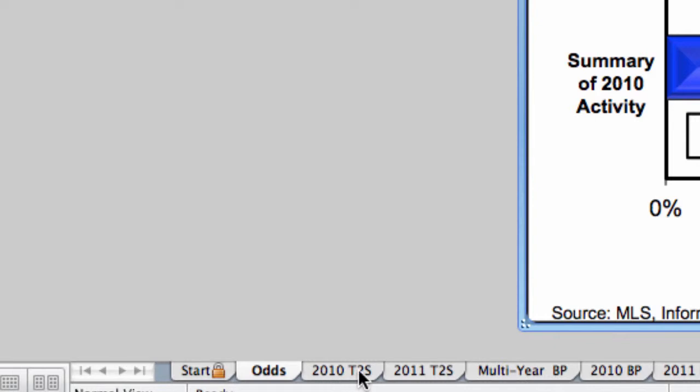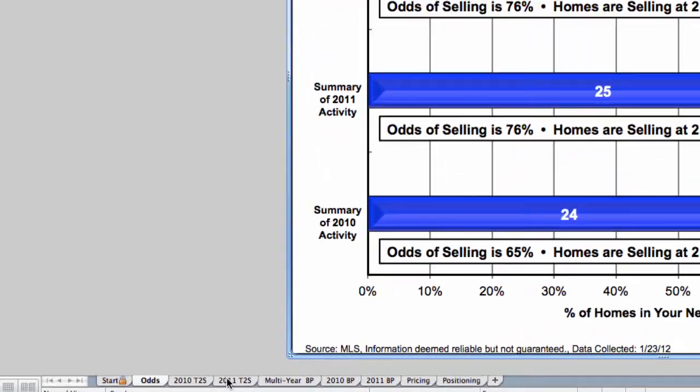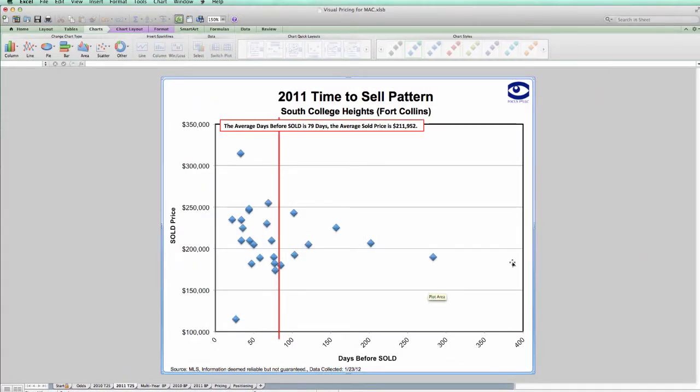Actually, as you see below, you get two time to sell charts. Now, we usually don't show both charts to the customer because that's too much data. In most cases, we like to show the most recent one. So let's take a look at this graph.